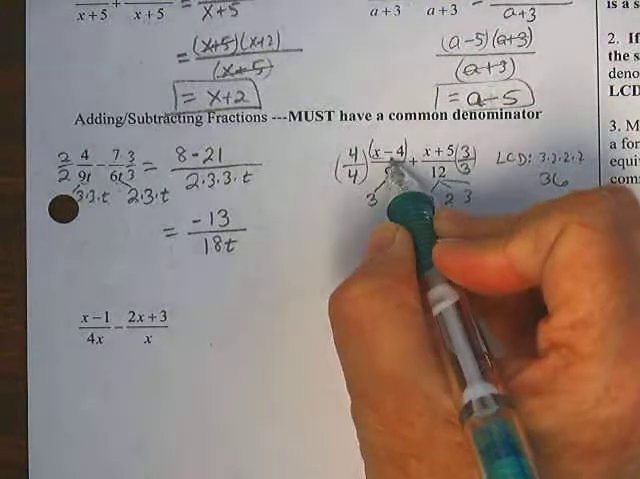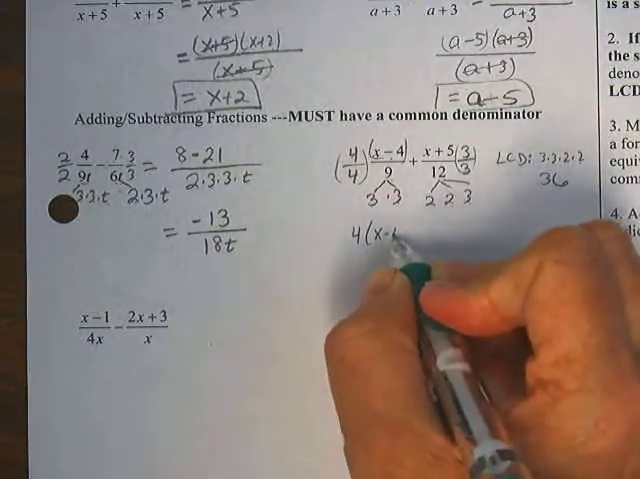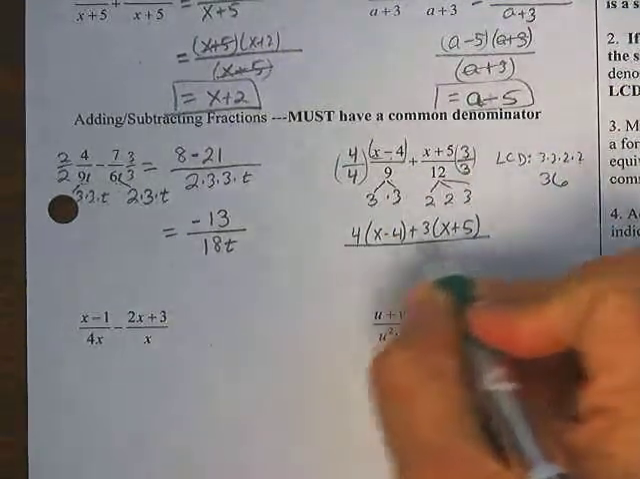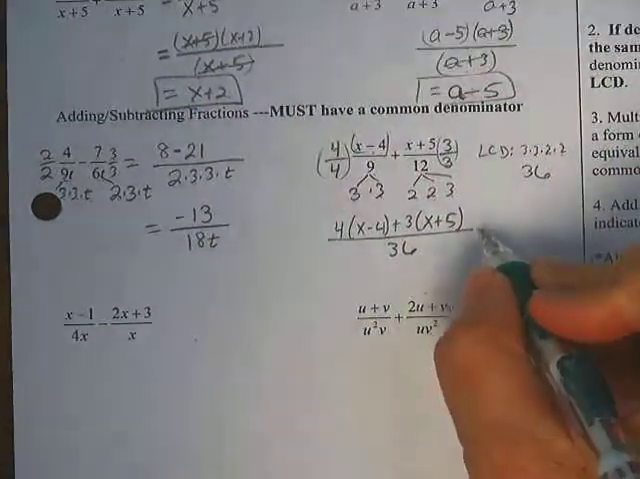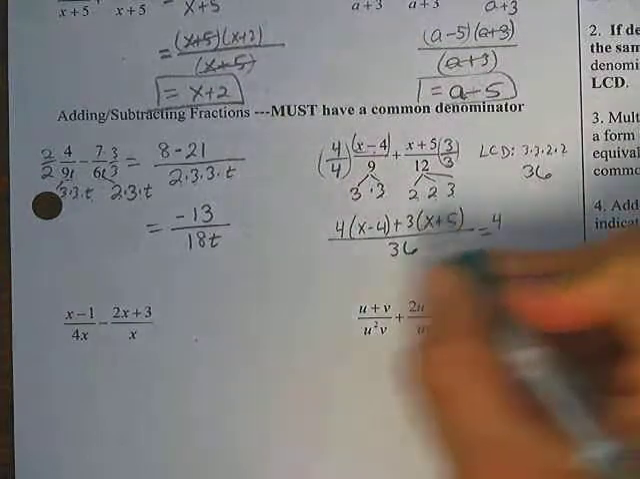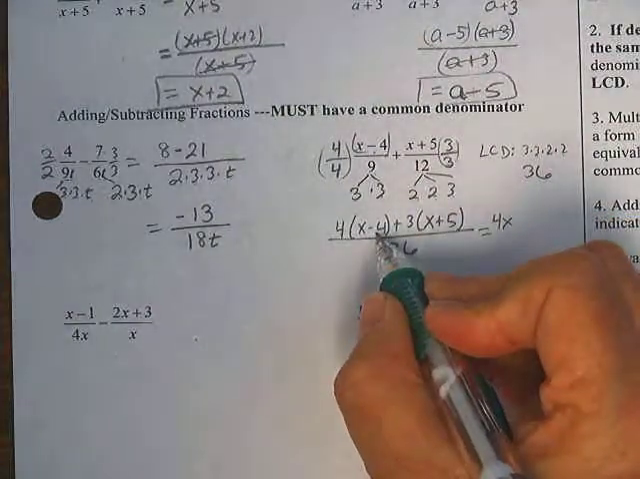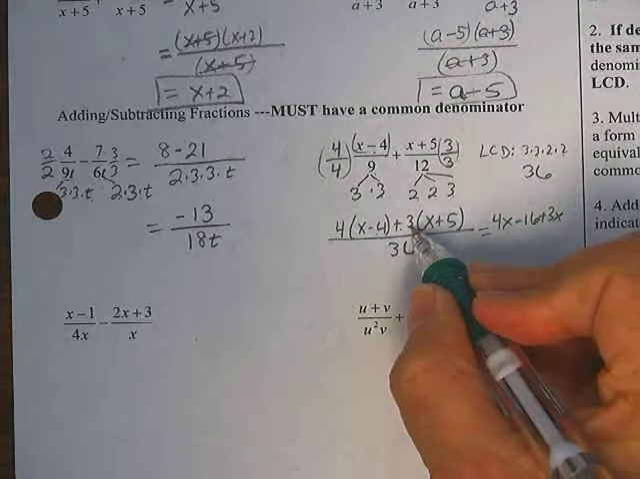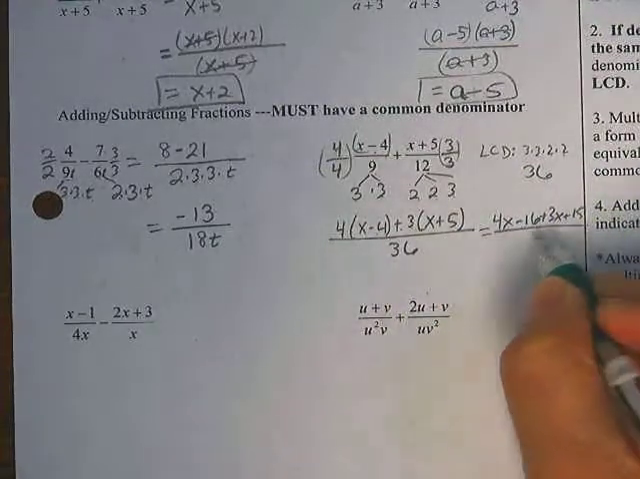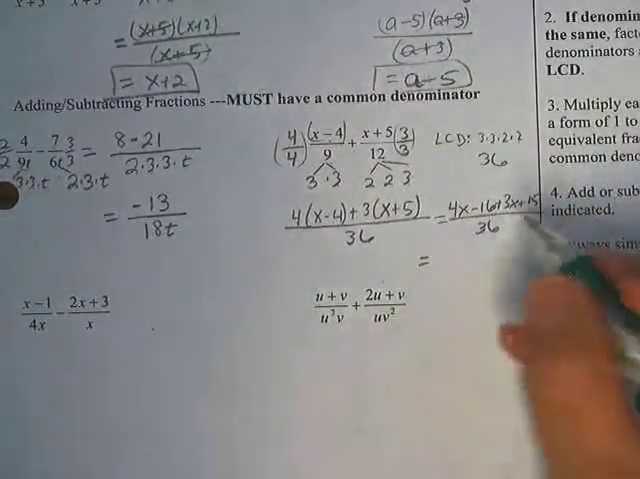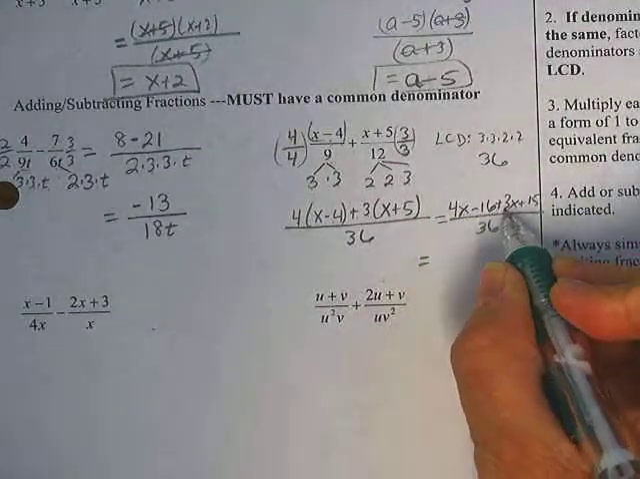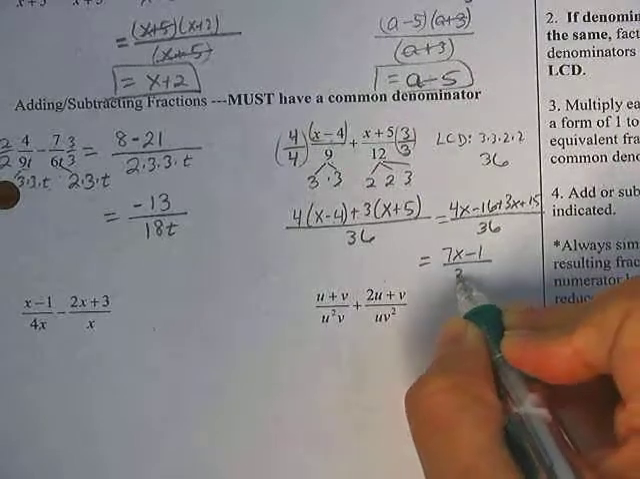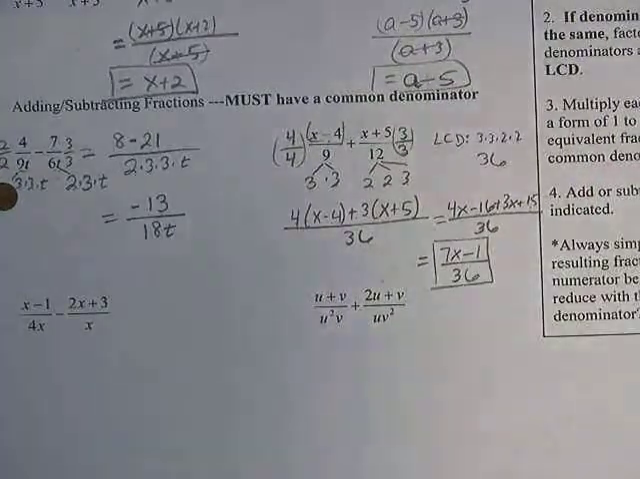So 4 times x minus 4 plus 3 times x plus 5. All of this is over 36, or my lowest common denominator. And we distribute. 4 times x is 4x. 4 times a negative 4 is minus 16, plus 3 times x is 3x, plus 3 times 5 is 15, all over 36. And now we simply put in our like terms, add them together. 4x plus 3x is 7x. Negative 16 plus 15 gives me a minus 1 over 36. We cannot simplify that any further.